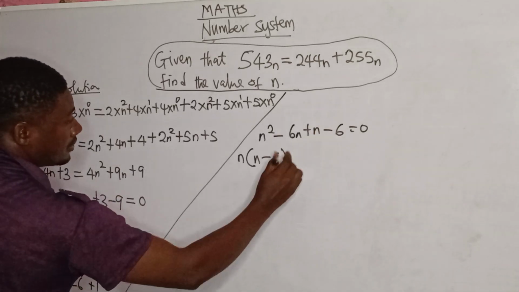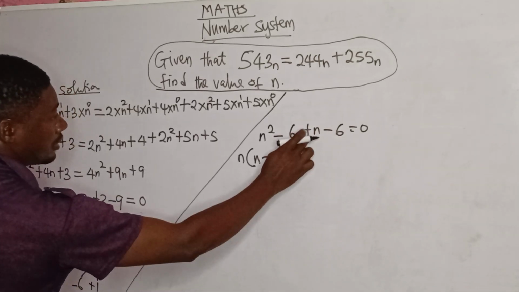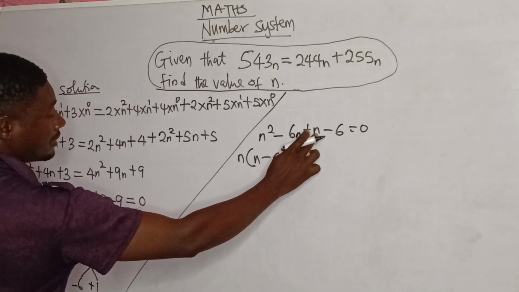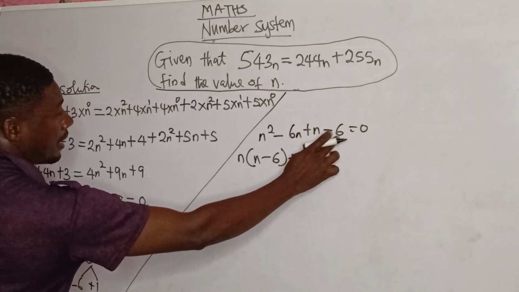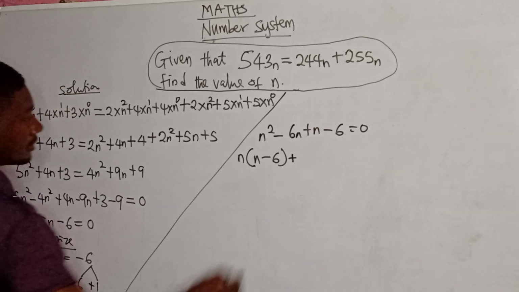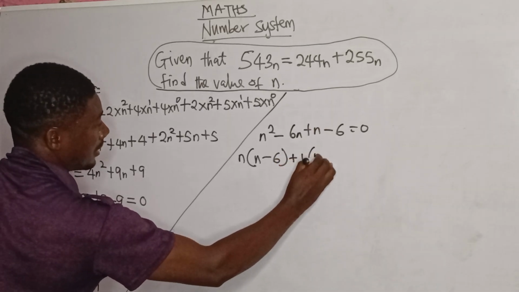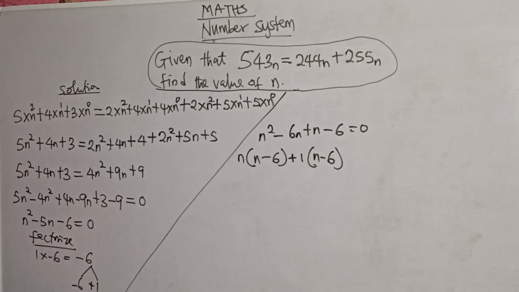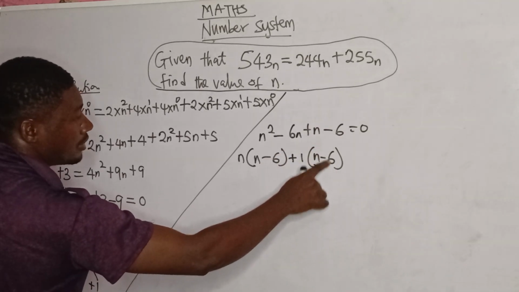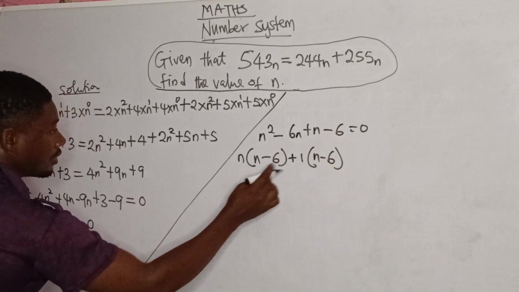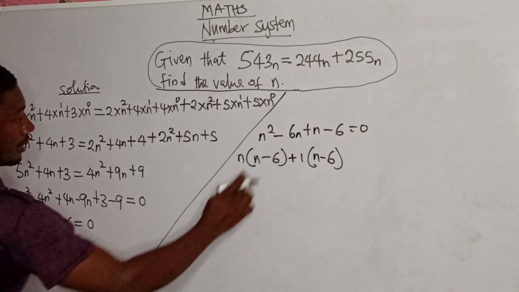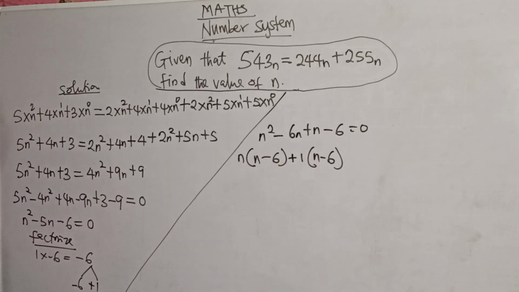We now say plus, this plus is the one that is here. We now check the number that is common, that can be a factor of n and 6. Obviously, it's 1. So 1, open bracket, n minus 6, because 1 times n will give us n, and 1 times minus 6 will give us minus 6. So we now have the two brackets as the same thing. That is how to know that you are correct. If this one is plus and this one is minus, you are wrong. Either they are plus plus or they are minus minus.